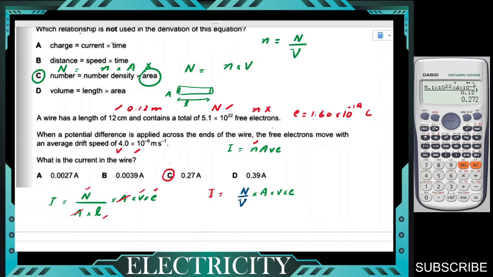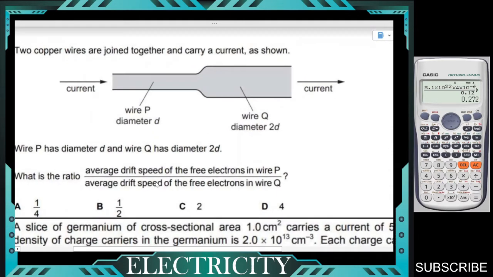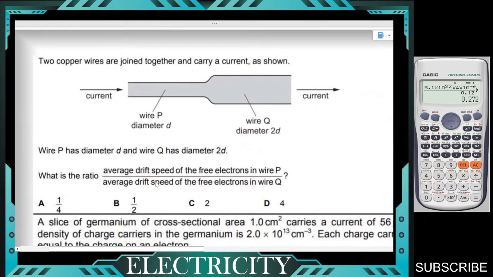If you are clear with this, then I'll move on to the next one. All right, so here we have the next one. A very easy question. If you know the shortcuts, if you know the ratio method of the drift speed, we have done this question already. We'll go through it very quickly.